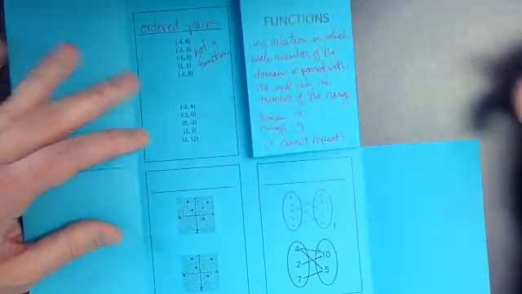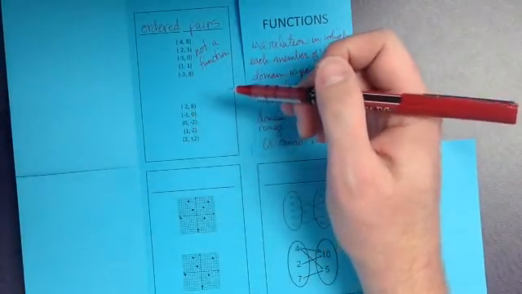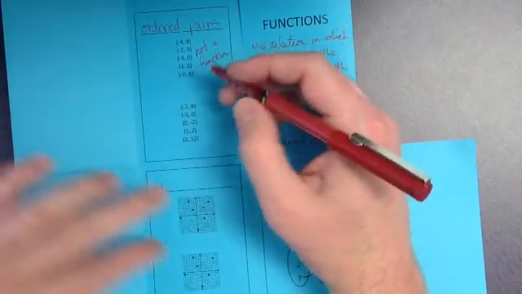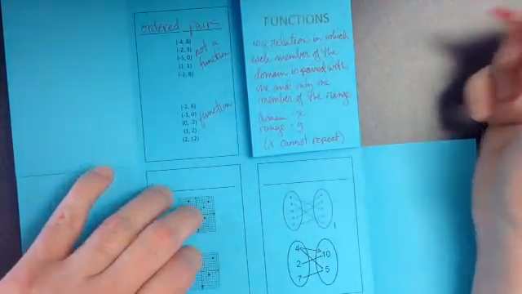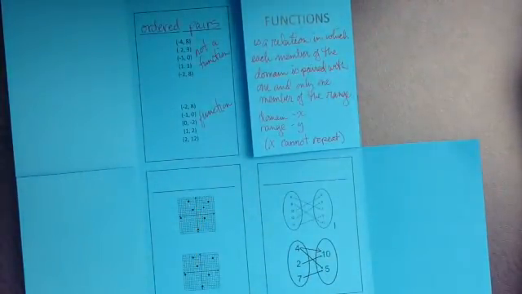So let's look down below. Are there any x's that repeat? No, they're not. A negative 2 and a positive 2 are different. They do not repeat. So this is a function. Okay? And again, ordered pairs, set of ordered pairs in parentheses.